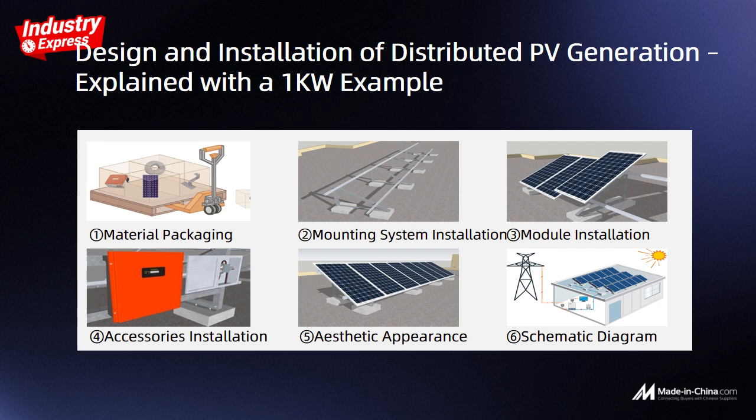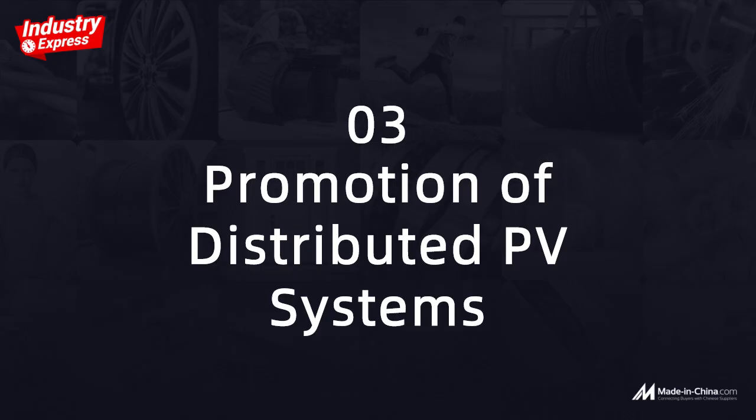Design and installation of distributed PV generation, explained with a 1 kW example. First, material packaging. Second, mounting system installation. Third, module installation. Fourth, accessories installation. Fifth, aesthetic appearance. Sixth, schematic diagram. In part 3, let's explore how we can broadly promote distributed solar PV systems.